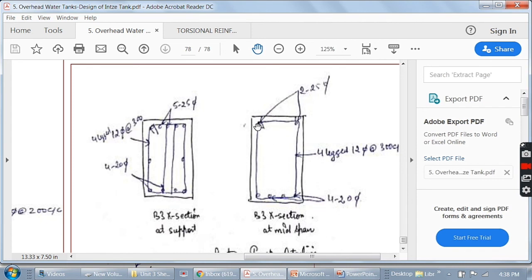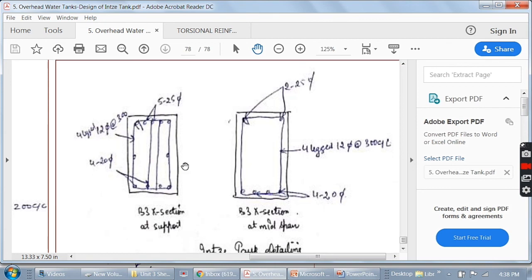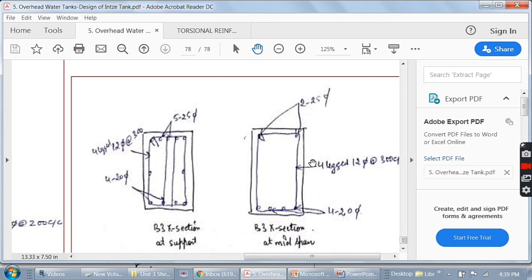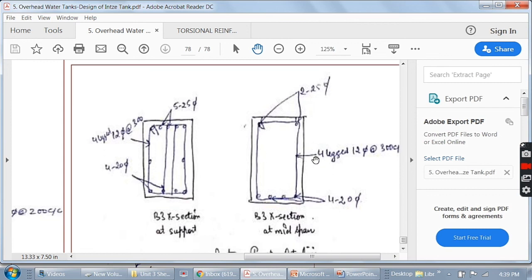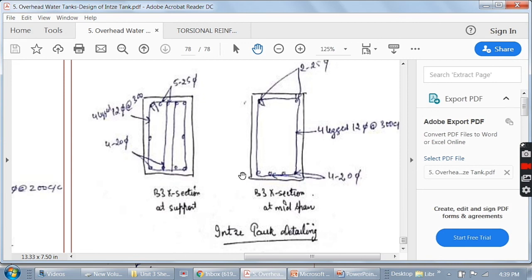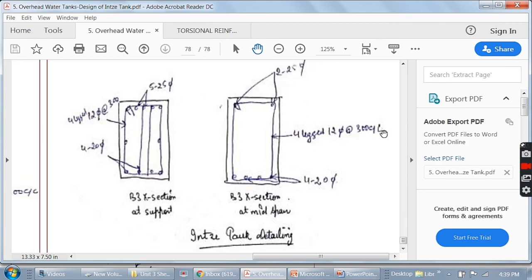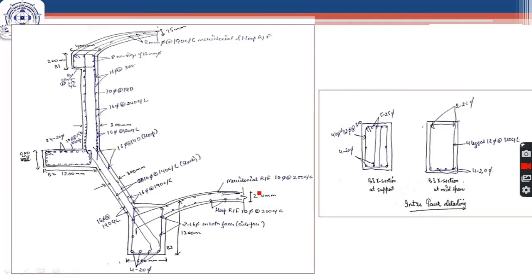In the midspan region we will have 2 reinforcement at top and 4 at the bottom, and 4 leg 12 at 300 center to center. You can also calculate the shear reinforcements at different points, like shear reinforcement at support, shear reinforcement at midspan, and you can change it. But I have not done so. I have taken the same reinforcement 4 legged 12 mm dia bar at 300 center to center throughout the circular beam. So this is all about the design of Intze tank. I hope you understood it well.